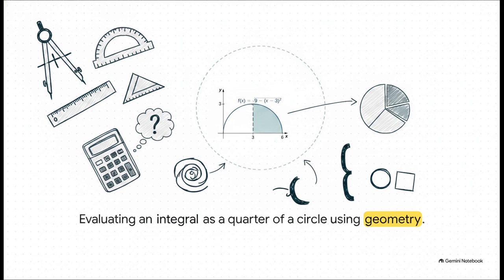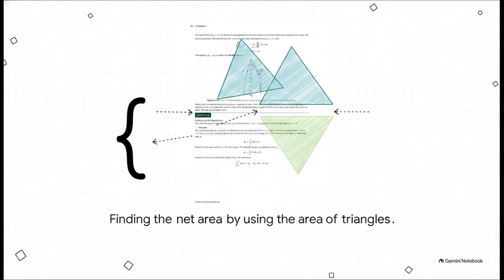Instead of doing brutal calculus, we just use the standard everyday geometry formula for the area of a circle. We take 1/4 times pi times 3 squared. We get 9 pi over 4. Boom, done. We can totally apply this same visual shortcut to straight lines too.